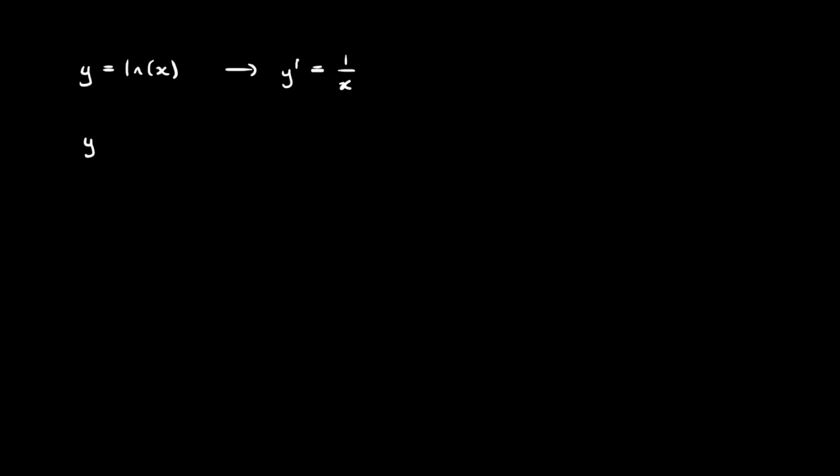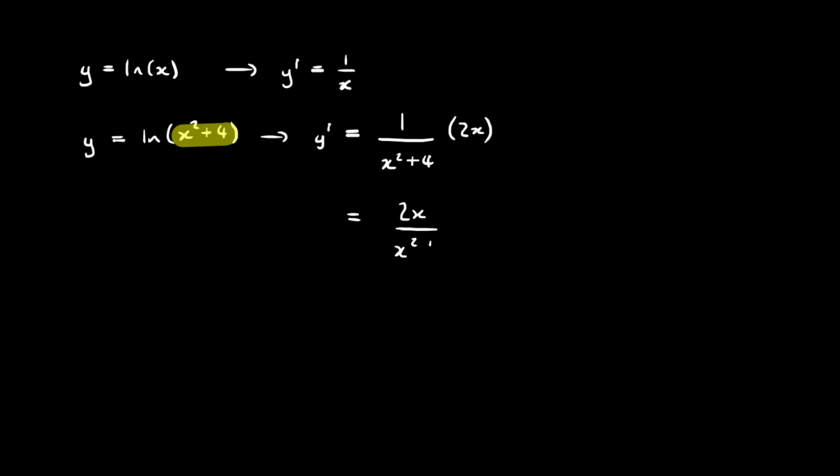We're going to be differentiating functions like y equals ln, let's say, x squared plus 4. Okay, now the way we differentiate this function is we write the thing inside the log on the denominator. So we're going to write 1 over x squared plus 4. And then we're going to differentiate this thing inside the log, the x squared plus 4. So if we differentiate that, we're going to get 2x, and we multiply by the 2x. Okay, so in other words, what we end up with here is 2x over x squared plus 4.